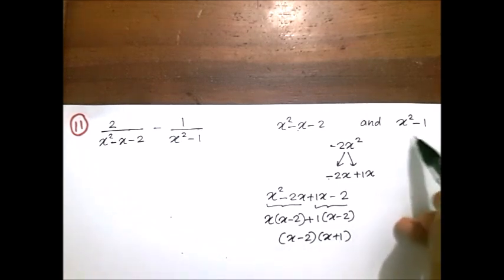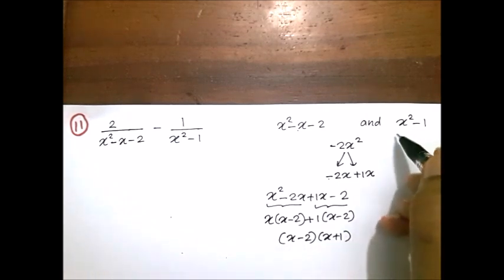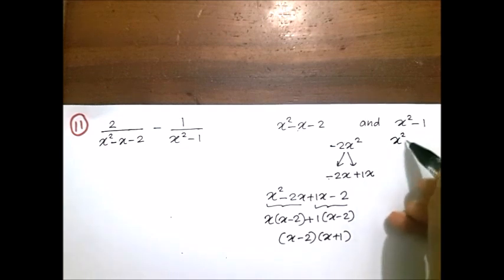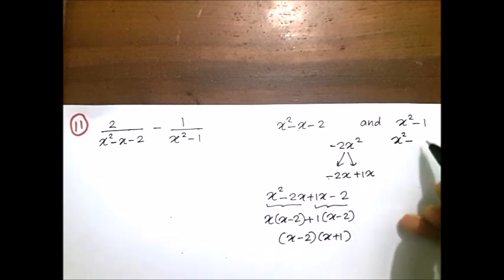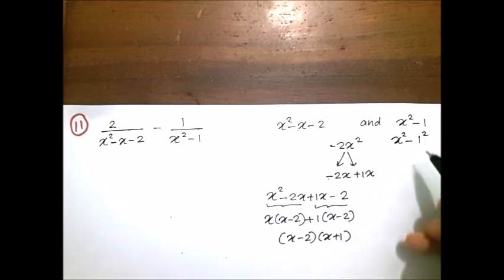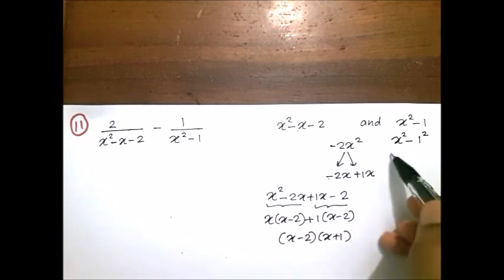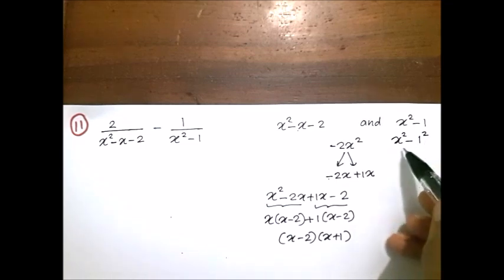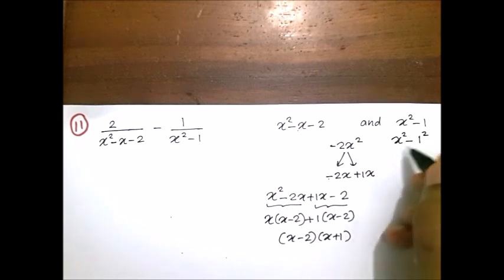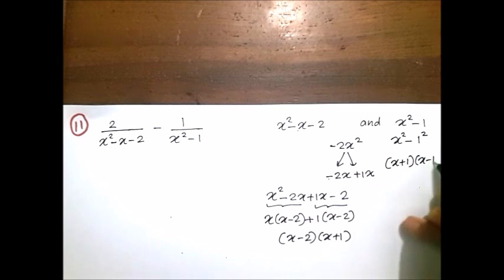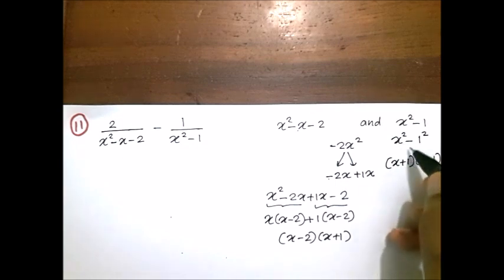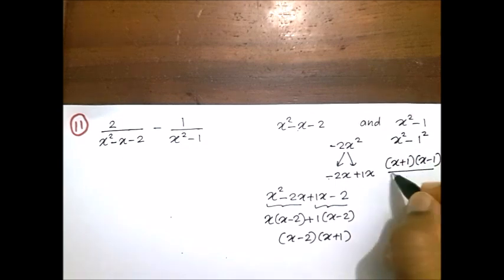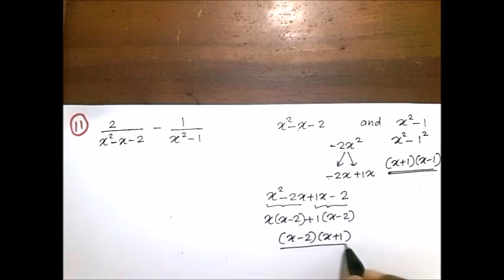How can you factorize this one? Here x to the power 2. You can write this as a square. It is 1 to the power 2. Now it is a difference of two squares. What are the factors of these two? You can add these two and subtract these two. (x - 1) and (x + 1) are the factors. Now we have factorized both denominators.